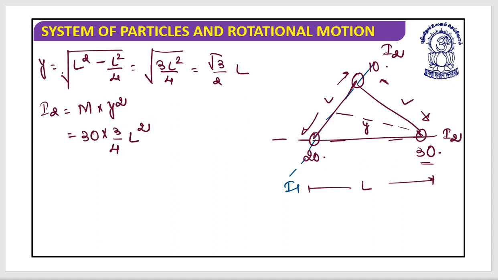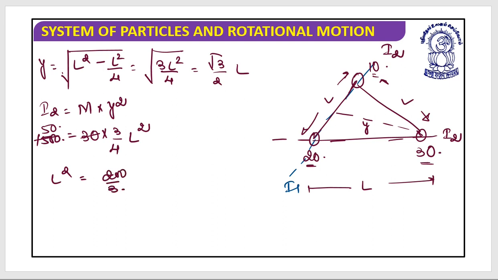I hope this is clear. Are you sure? Yes. And this 20 and this 10 was given, and the moment of inertia was 1500. So from this, what I can have is 30 times 3 by 4 L square equals 1500, which gives L square equal to 200 divided by 3.